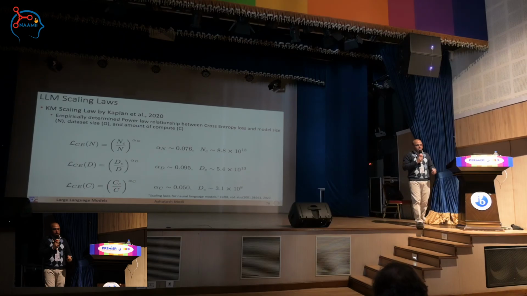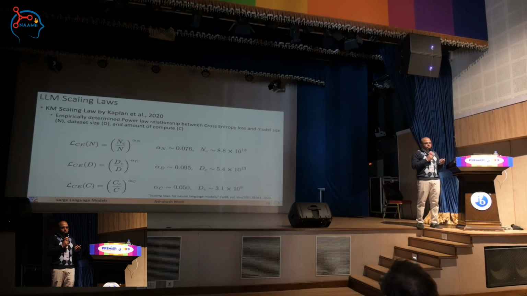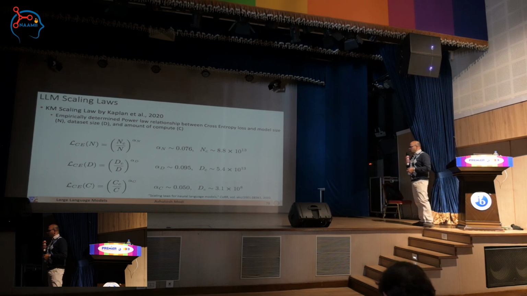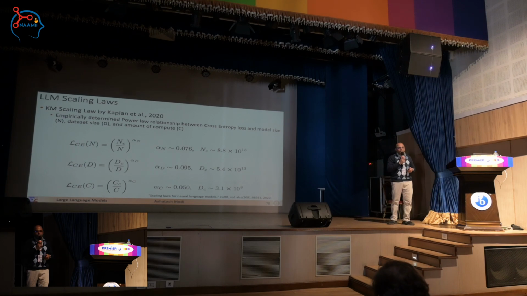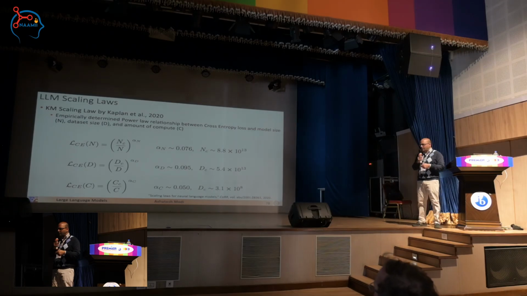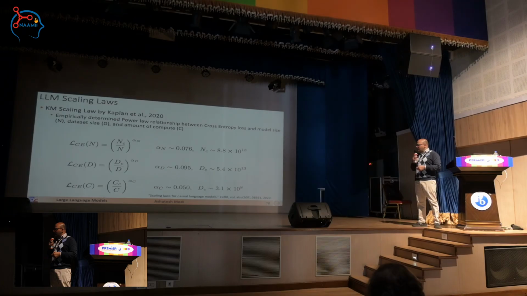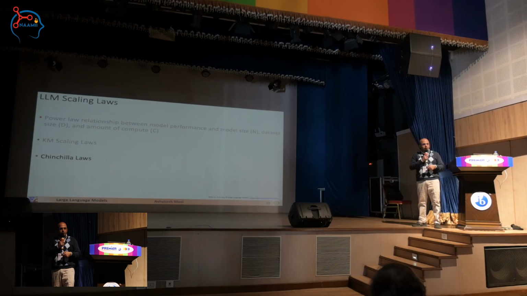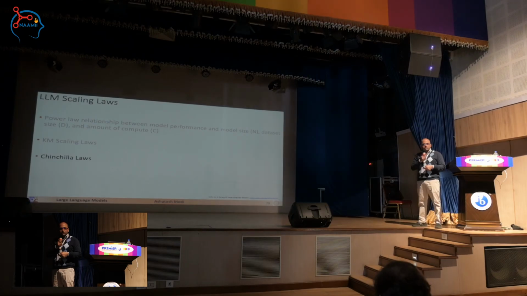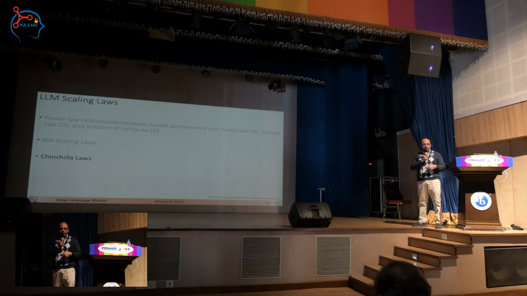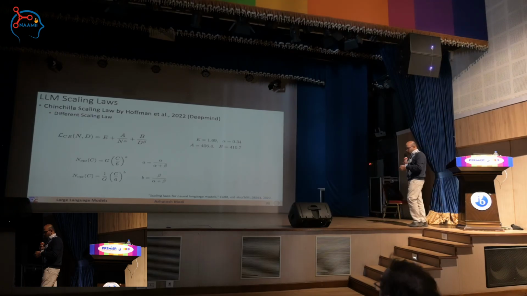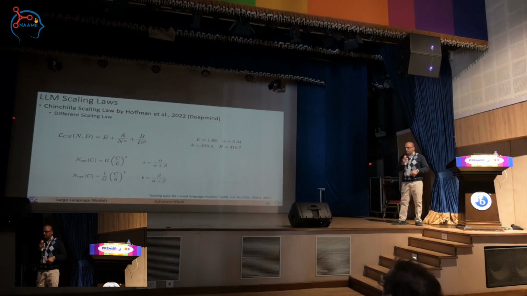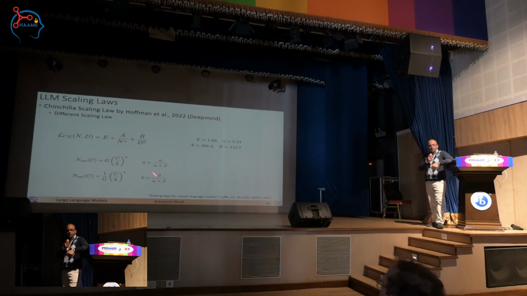That means these laws are clearly telling you to go bigger and fatter. You need a lot of data, a lot of compute, and a huge amount of money also. So this is the KM scaling law. The other one is called the Chinchilla laws, based on the Chinchilla model introduced by Google DeepMind. The law is similar to the KM scaling law. The formulation is slightly different, but conceptually the relationship is still the same.